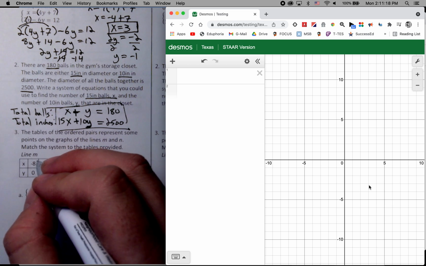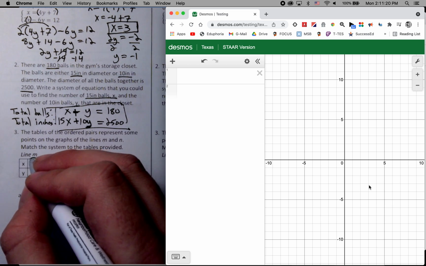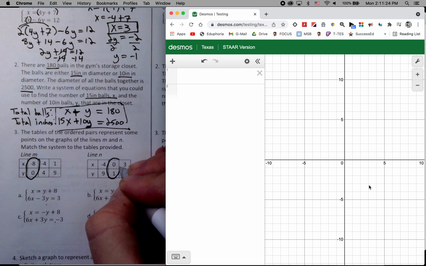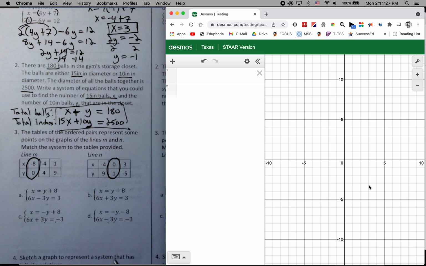Okay? Now, when I say values, let's pick the easiest one. Anything that has a 0 in it is going to be easy because 0 is easy to plug in. So these are the magic points I'm going to focus on.